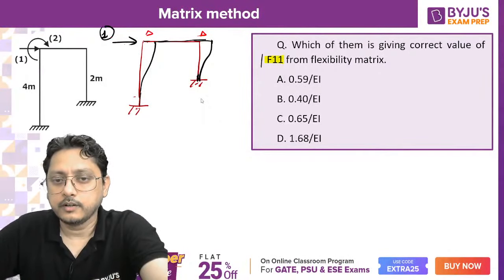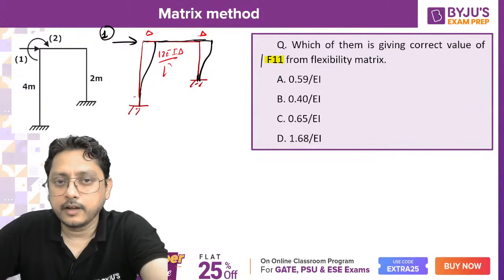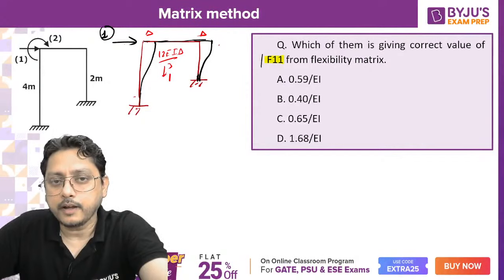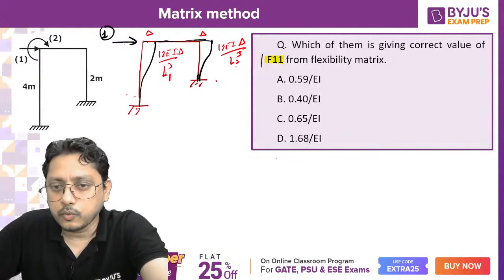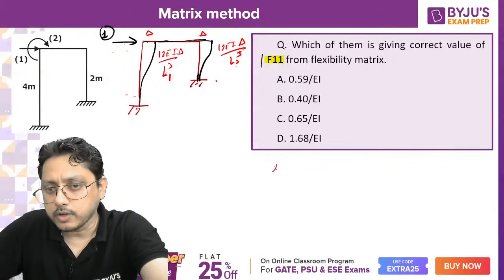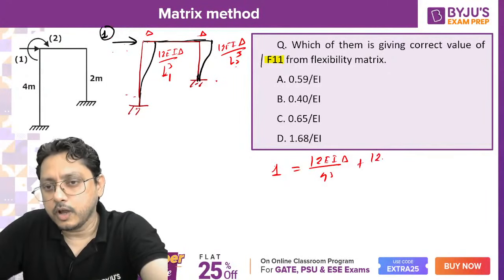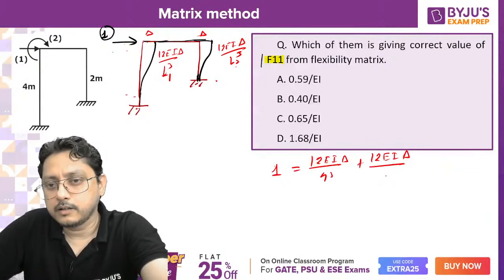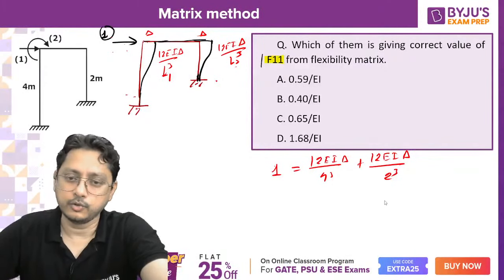Due to the unit kilonewton, the reaction generated at this location will be 12 EI delta by L cube, and here also you will be getting, suppose I say L1 cube and 12 EI delta by L2 cube, because only the lengths of the columns are different, right? So what is the total force I'm applying? The total force I'm applying is 1 kilonewton, which is equivalent to 12 EI delta by 4 cube plus 12 EI delta by 2 cube.